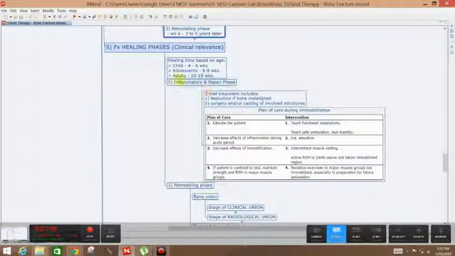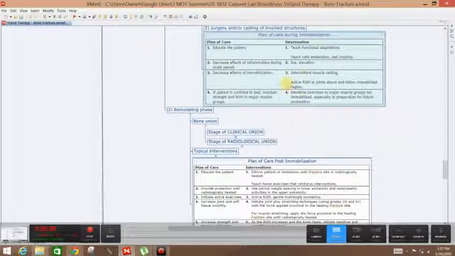And in the inflammatory and repair phases, that is where there is the immobilization, and we first reduce the bony malalignment, and then there's either surgery or casting involved. And then this would be an example plan of care during immobilization. You can look at that later.